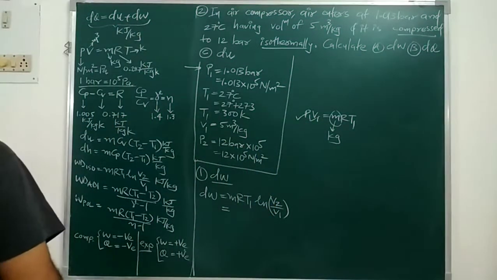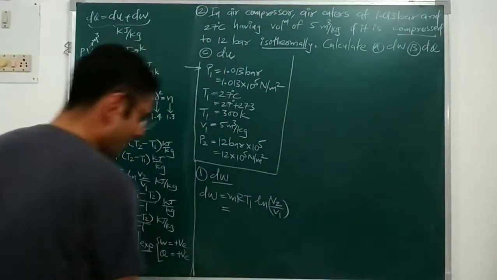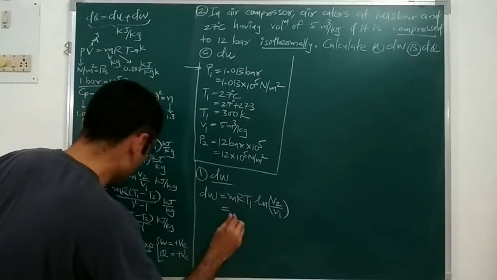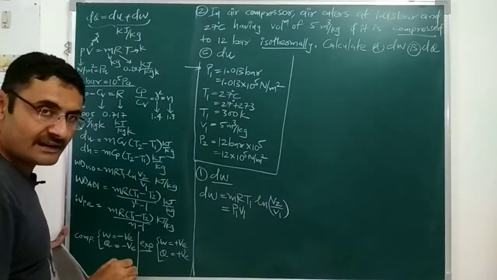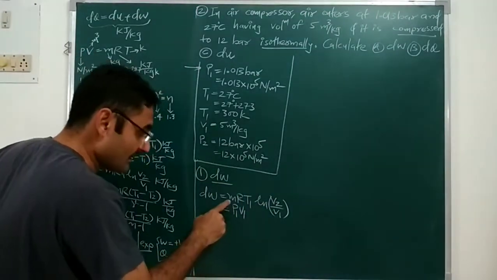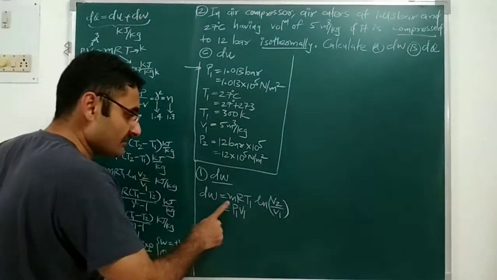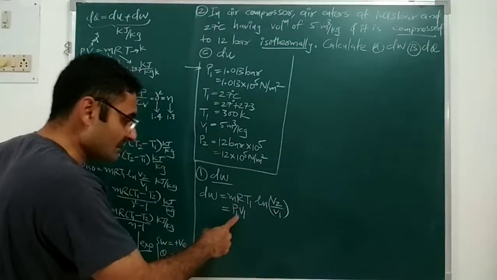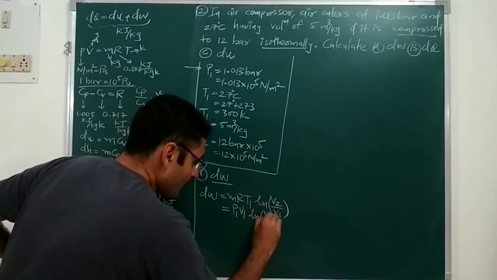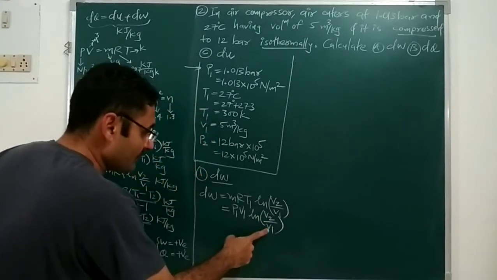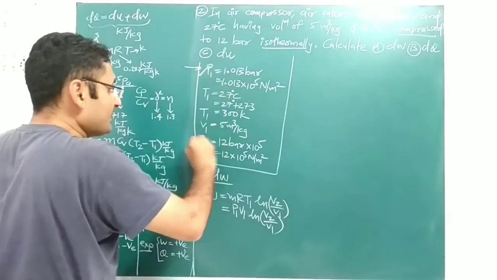But instead of doing this, as a shortcut, instead of mRT1 you can write P1 V1, since P1 V1 equals mRT1. So the mass you should not calculate. It is easy for you now, because in the first equation mass is missing. But if you write P1 V1, it is not necessary to calculate the mass. P1 V1 ln V2 by V1. Now V1 is present, but V2 is not given. But P1 and P2 are given.